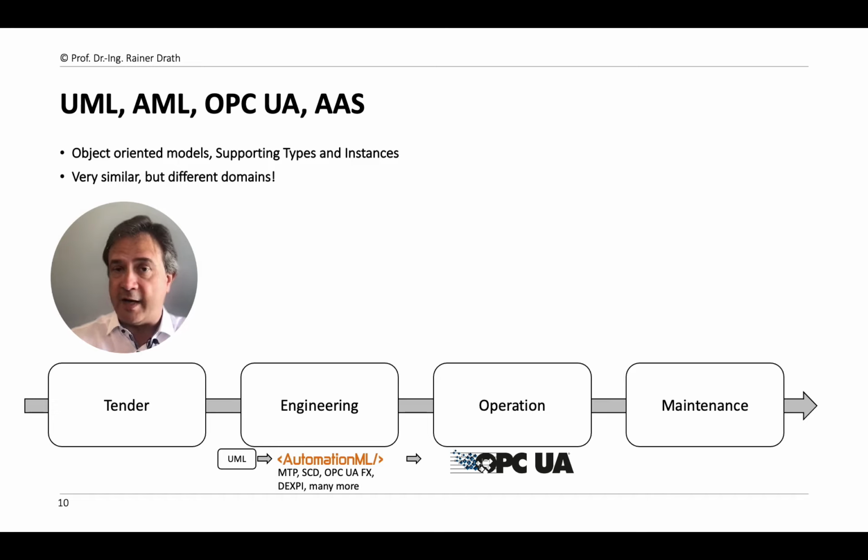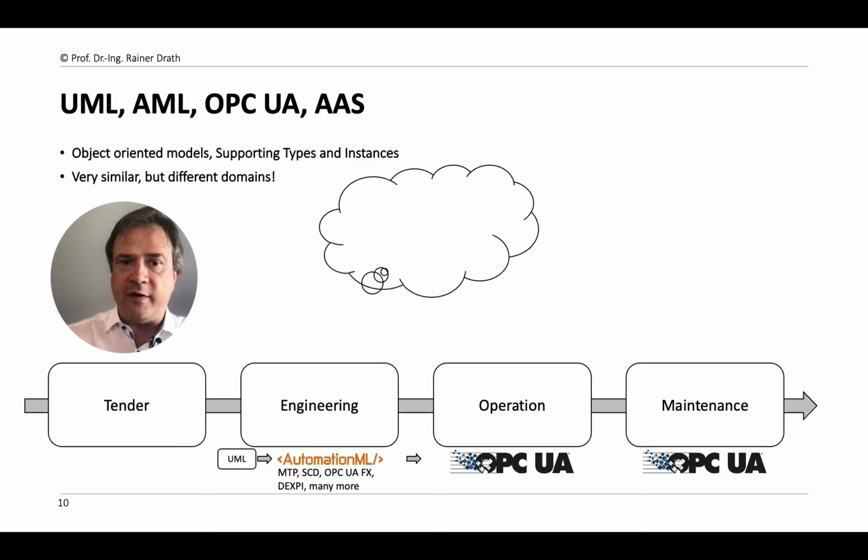So there is no competition at all. They just complement each other. OPC UA is further used in maintenance. And now, where's the Asset Administration Shell? The Administration Shell is somehow in the cloud.